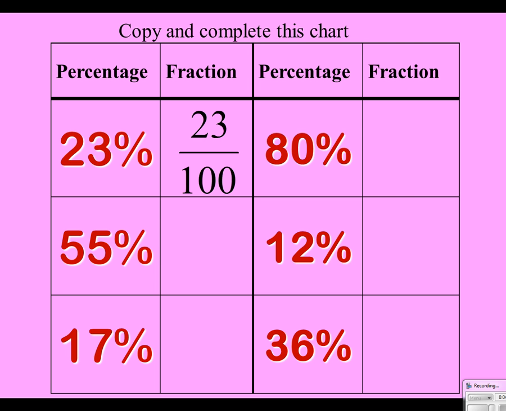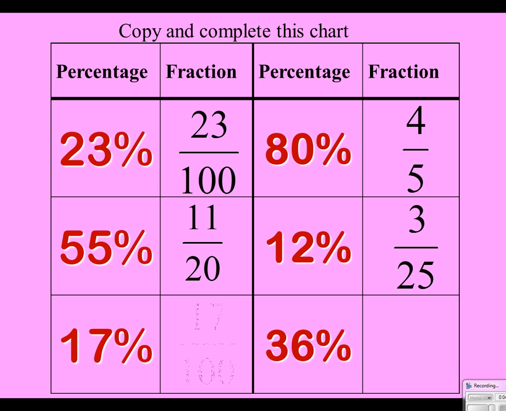23% is 23 hundredths, does not reduce. 80% is 4/5ths. 55% is 11/20ths. 12% is 3/25ths. 17% is 17 hundredths. And 36% is 9/25ths.